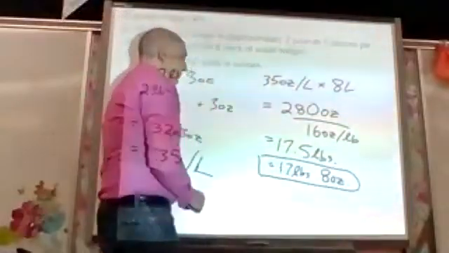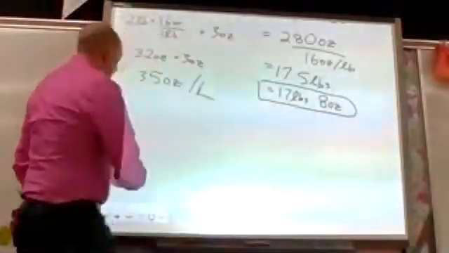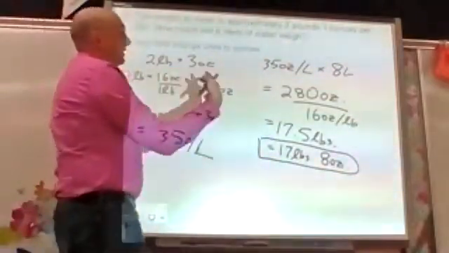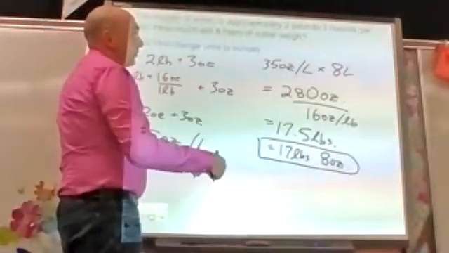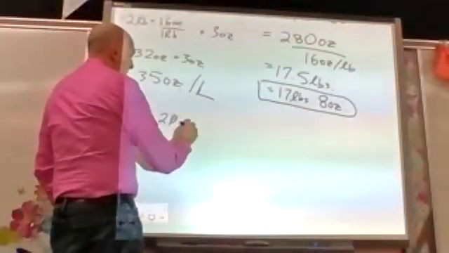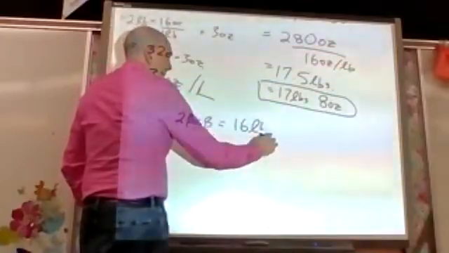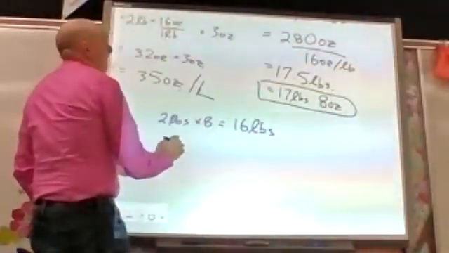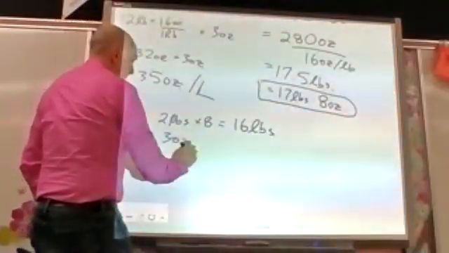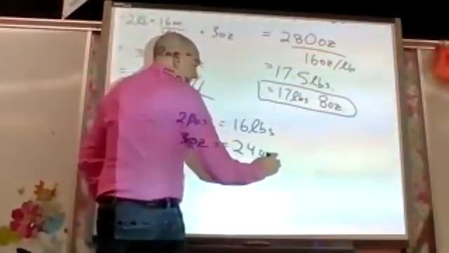That's by converting first. The other way we could do it is we can just treat our two parts separately. We're going to multiply our pounds by 8, and we're going to multiply our ounces by 8. So if you take 2 pounds times 8, you get 16 pounds. If you take 3 ounces times 8, that's going to be 24 ounces.